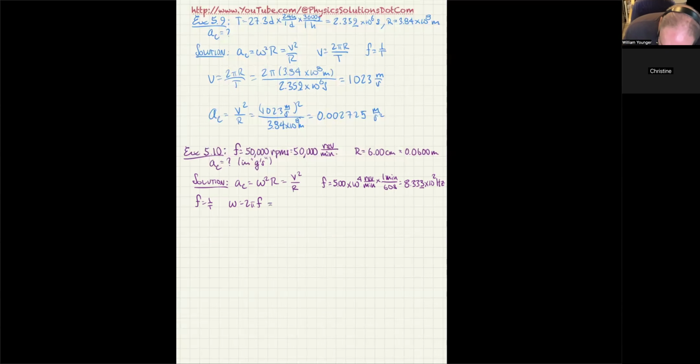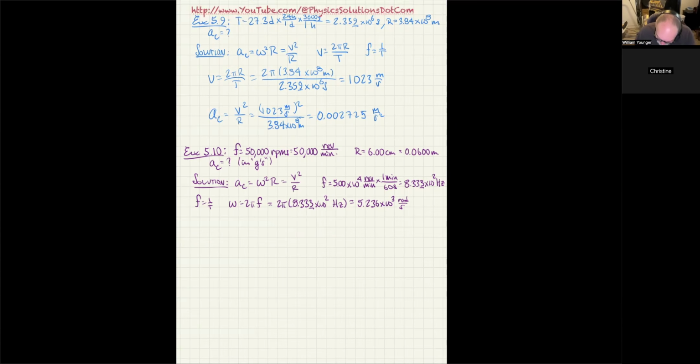So omega is equal to 2 pi times f. So I'll write 2 times pi times 8.333 times 10 to the 2 hertz. And that gives me 8.333 times 10 to the 2 times 2 times 3.14159 gives me 5.236 times 10 to the third, and that is now in radians per second, because you can look at that 2 pi as if it's 2 pi radians per cycle or 2 pi radians per revolution, either one.